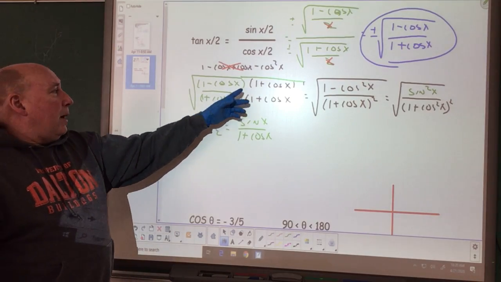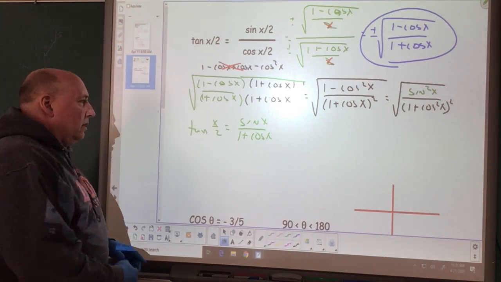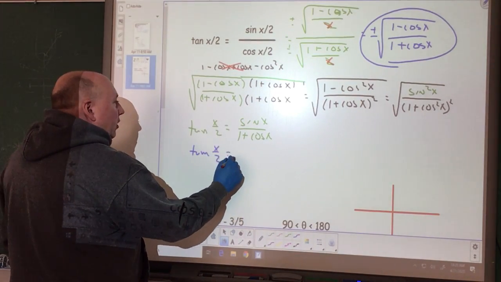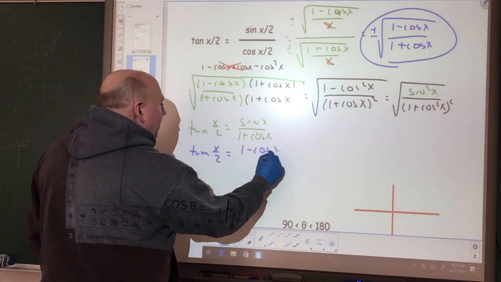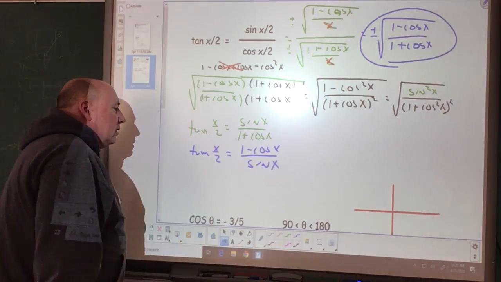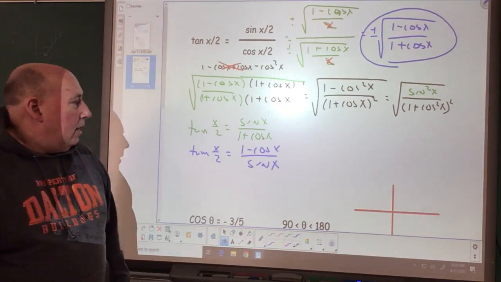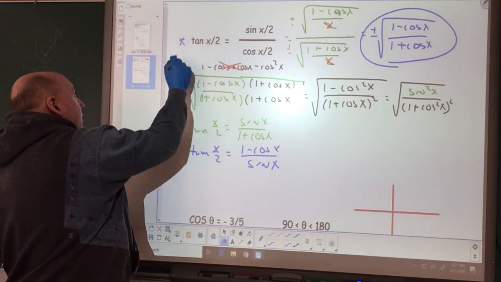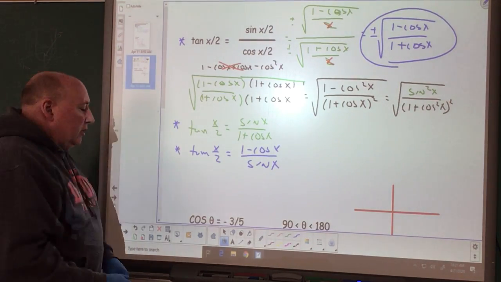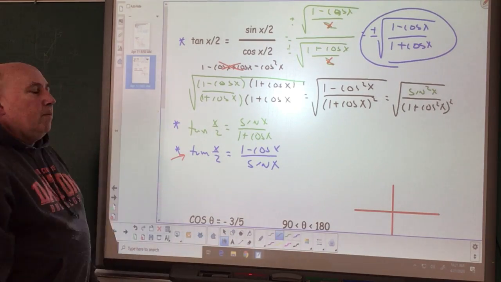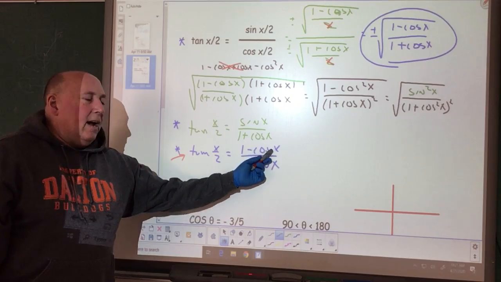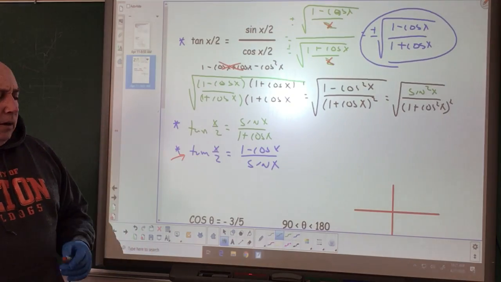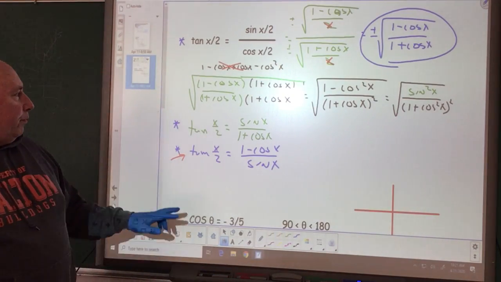Once again, if I would multiply top and bottom by 1 minus cosine of x, what we will come up with is tangent of x over 2 is going to equal 1 minus cosine of x over the sine of x. Typically, we have three formulas here. What I tend to use the most is this one right here. Reason why is if I have some sort of radical I could deal with, it's easier to rationalize the denominator because I have a radical in there.